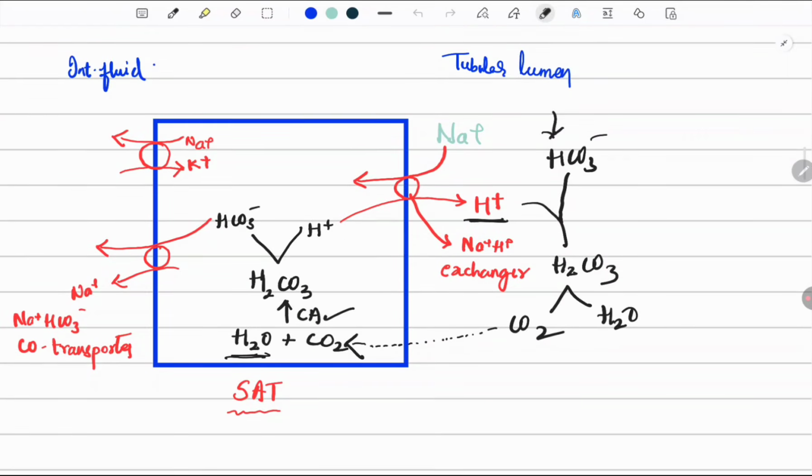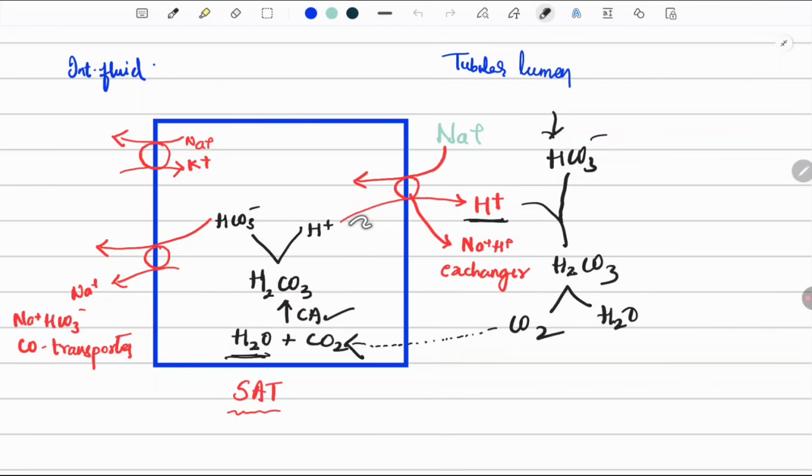Now, what is happening in the tubular epithelial cell? The carbon dioxide that is produced combines with water in the presence of the enzyme called carbonic anhydrase, which results in the formation of H2CO3. Now, this H2CO3 immediately dissociates into H plus and HCO3 minus. The H plus which is formed here is going to be transported into the tubular lumen, and this process is called secretion, via a transporter called the sodium hydrogen exchanger.